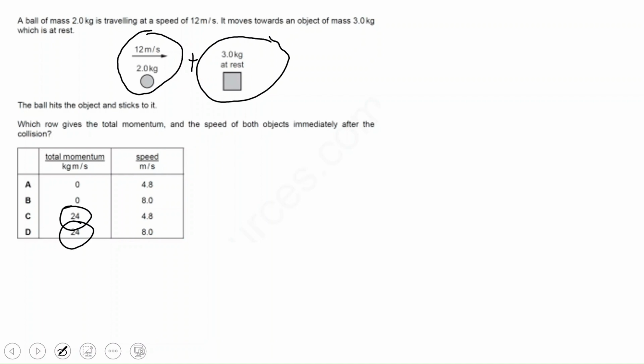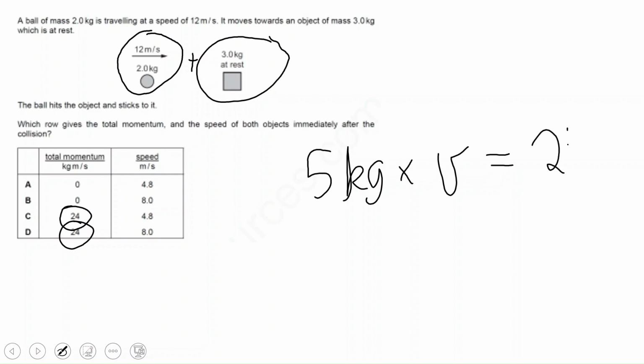Now we need to find out the final speed immediately after the collision. So when they collide, their masses will combine. So the combined mass will be 5 kg. So 5 kg into some velocity v is equal to the total momentum which was before the collision, which is going to be 24 kg meters per second.